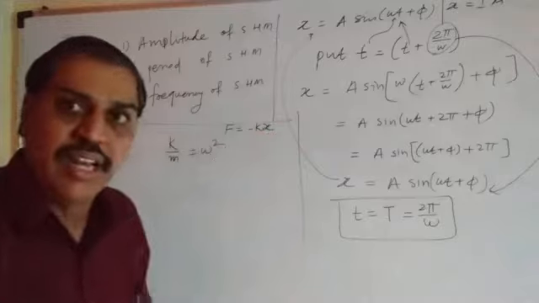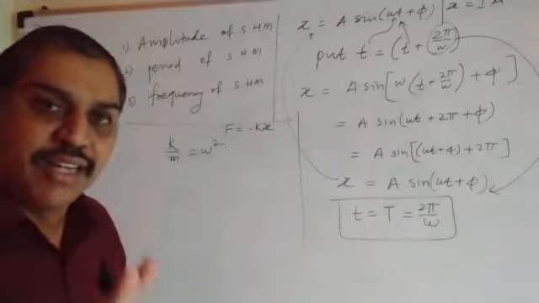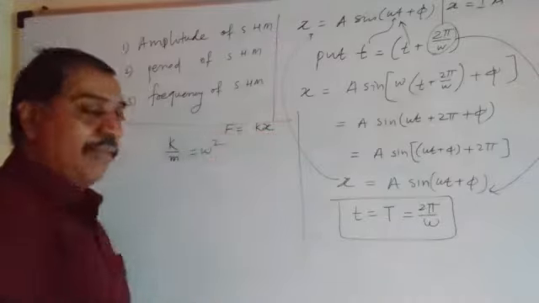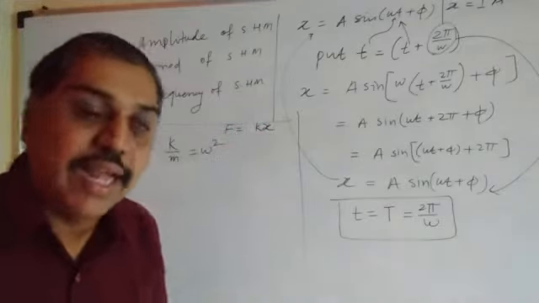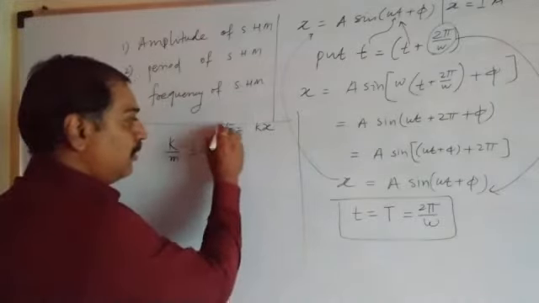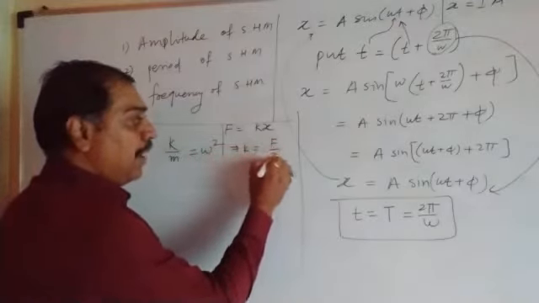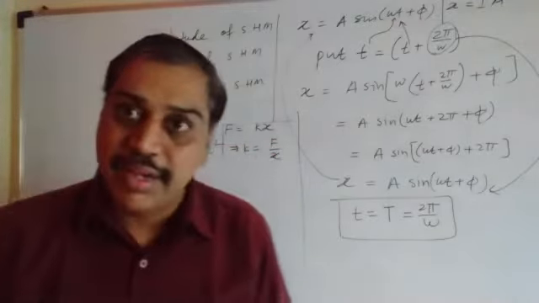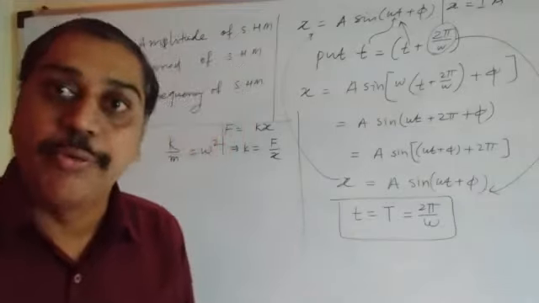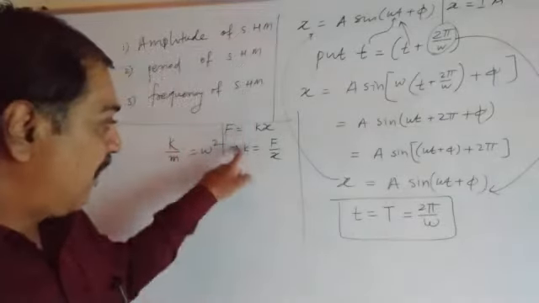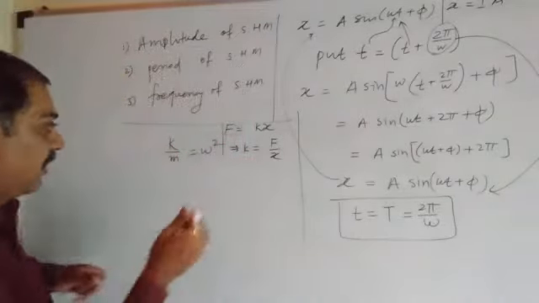For a sec, let us suppose, just for a sec, neglect this minus sign. F equal to Kx. What is K equal to? From this it implies that K equal to F divided by X. X is a displacement, F is a force. It is said to be force per unit displacement. Put this value of K here, in this equation.